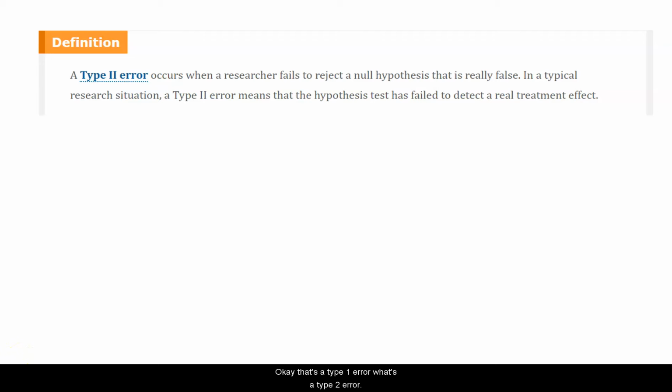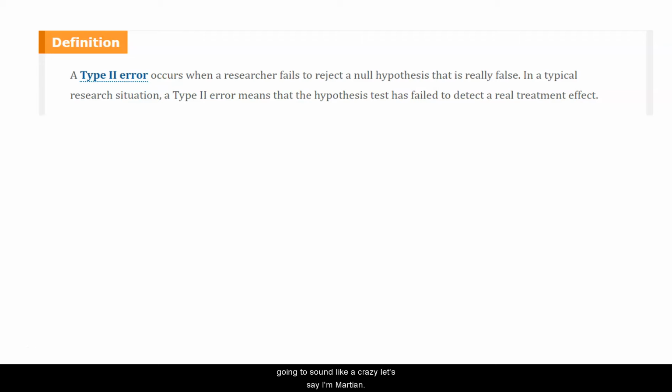Okay, if that's a type 1 error, what's a type 2 error? A type 2 error occurs when a researcher fails to reject a null hypothesis that really is false. In a typical research situation, a type 2 error means that the hypothesis test failed to detect something that was really there. So let's say, going back to our example, that meditating really does help you sleep slightly longer, and I just failed to observe that for some reason. In that case, that's a type 2 error.